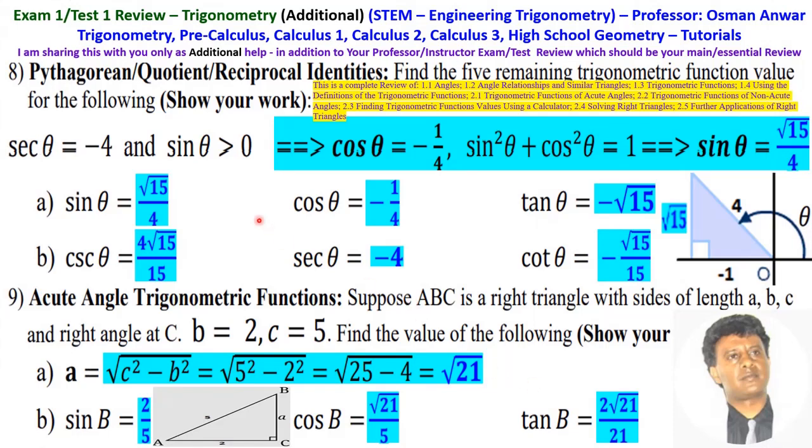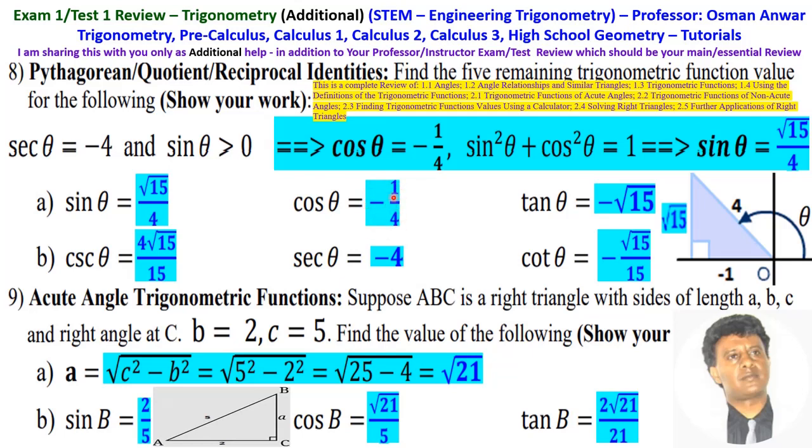Number 8 is Pythagorean Theorem. So given sec theta is equal to minus 4 and sine theta is greater than 0, find all the other trigonometric functions: sine, cosine, tan, cosec, sec, and cotan. Okay, so first thing given is sec theta is minus 4, that's given to you, just put it. Then cosine is minus 1 over 4, that is also given to you, and just put it here.